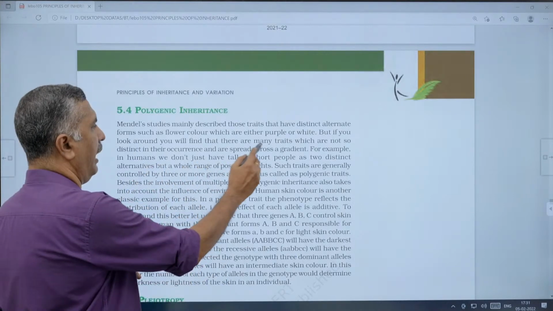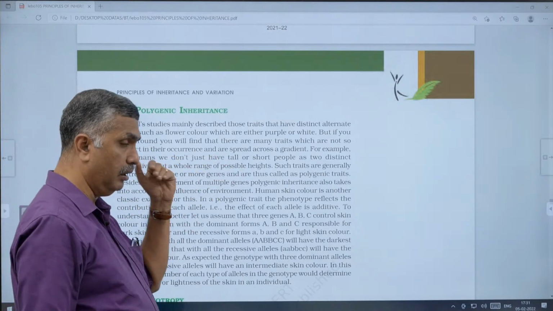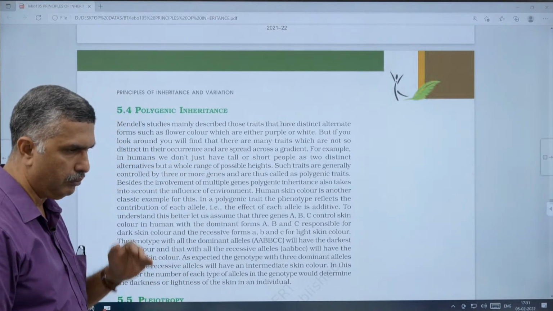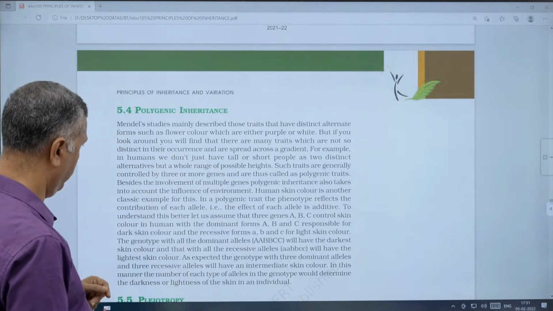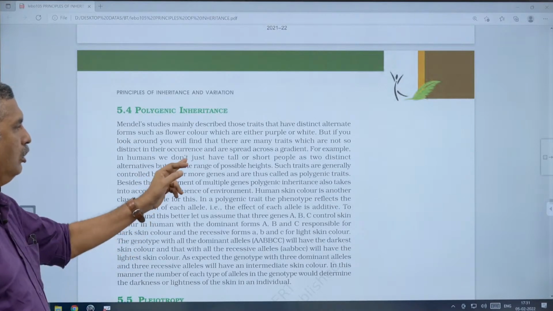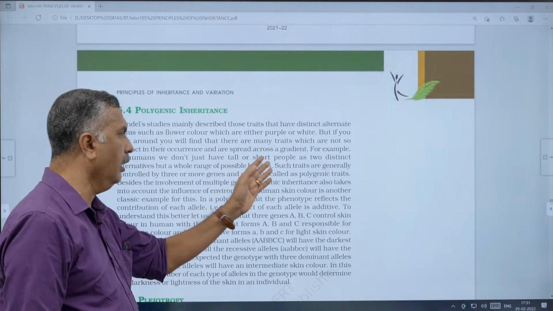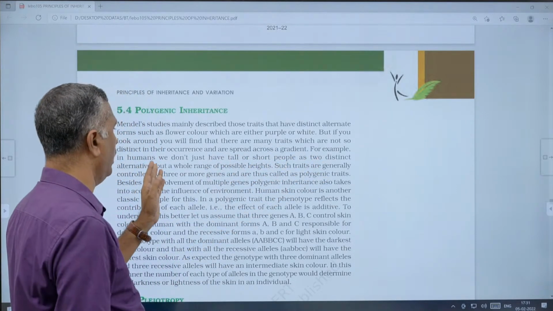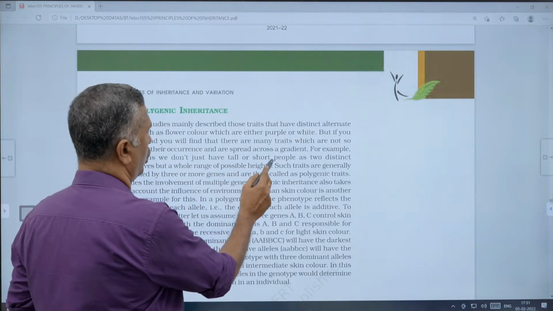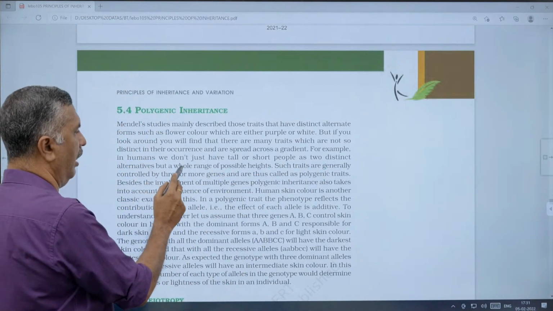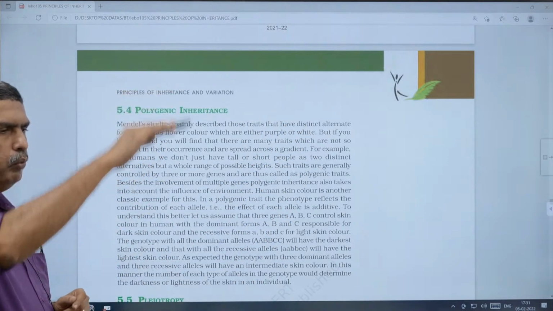But most of the traits you study in nature have their occurrence spread across a gradient. That means continuous variation. For example, in humans, we don't just have tall or short people as two distinct alternatives, but a wide range of possible heights.